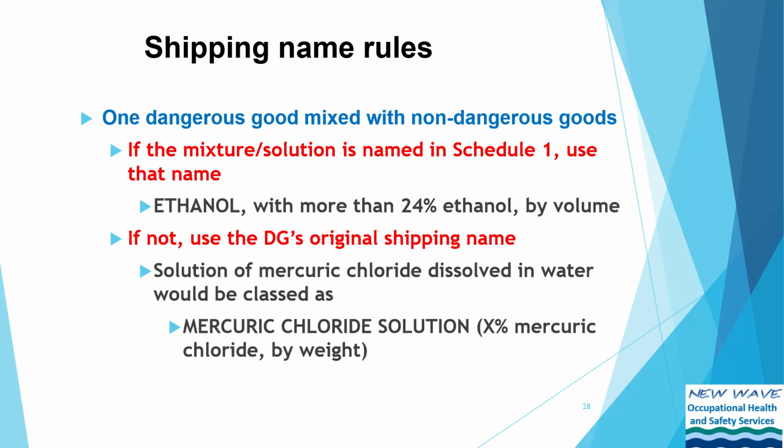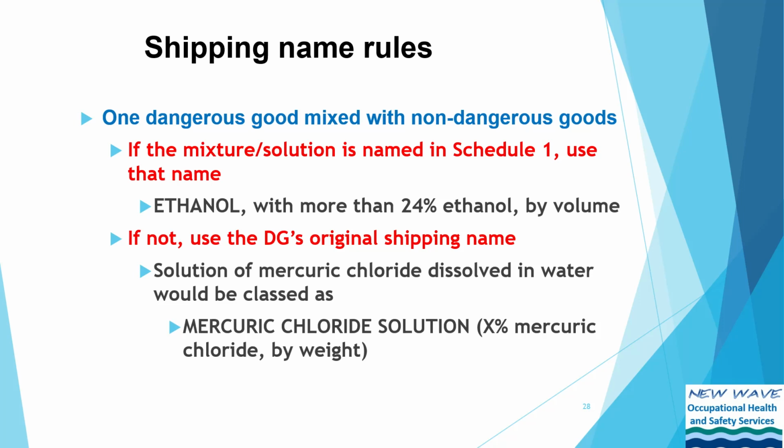Our last shipping name rule is used when a dangerous good is mixed with non-dangerous goods. If the mixture or solution is named in Schedule 1, you use that name. For example, a mixture of 30% ethanol and water would be called ethanol with more than 24% ethanol by volume.